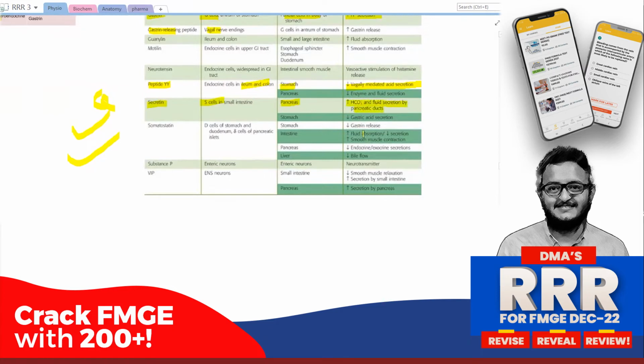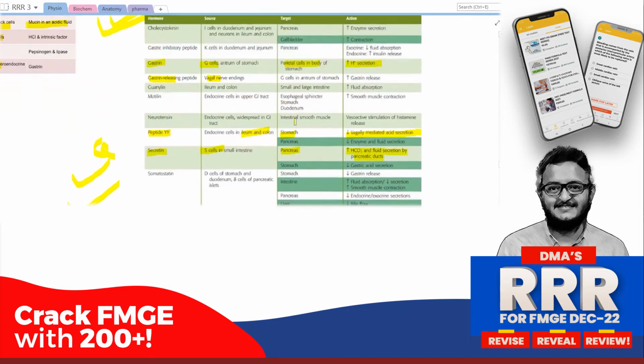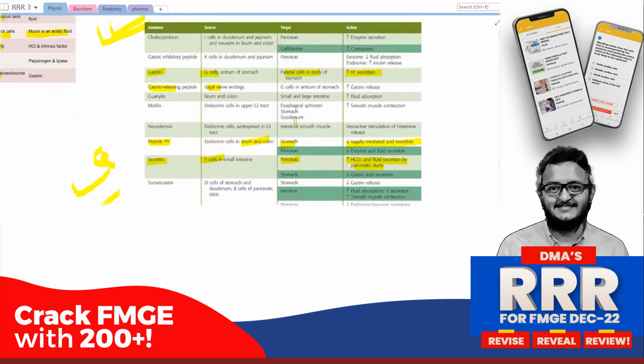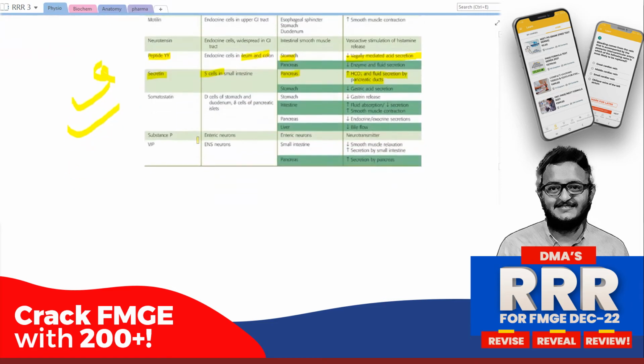Now I am saying something. First we saw gastrin releasing peptide and all. Gastrin and all were increasing the H plus secretion, right? Now those which are decreasing the H plus, making it more basic, examples are peptide YY and secretin. Peptide YY acts on the stomach and secretin acts on the pancreas. Both ultimately cause a decrease in acid. One by vagal mechanism and one by increased HCO3 minus.